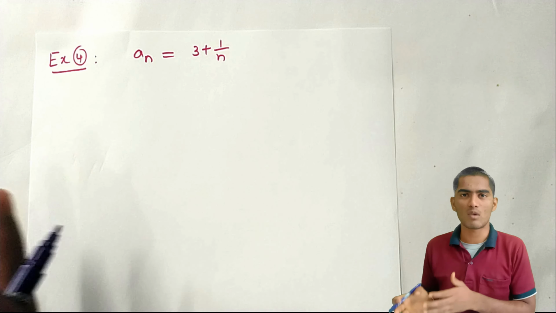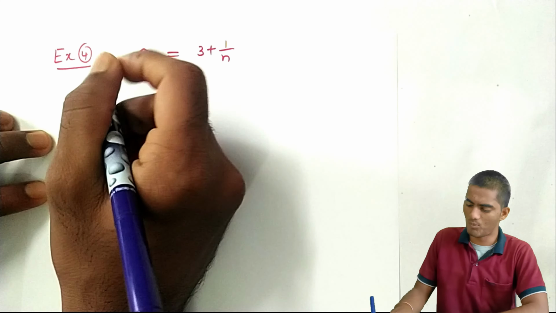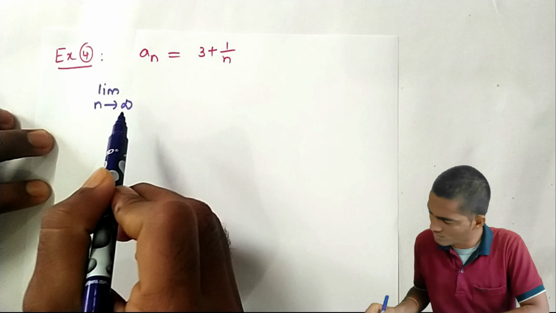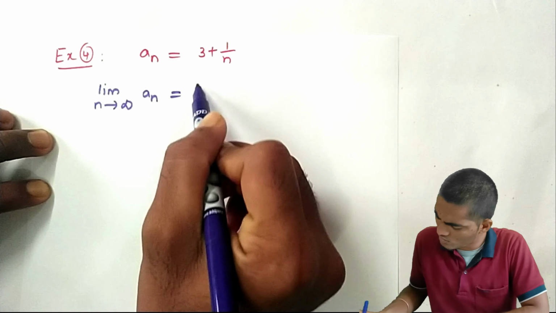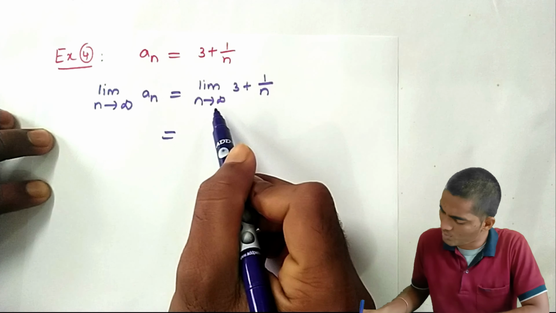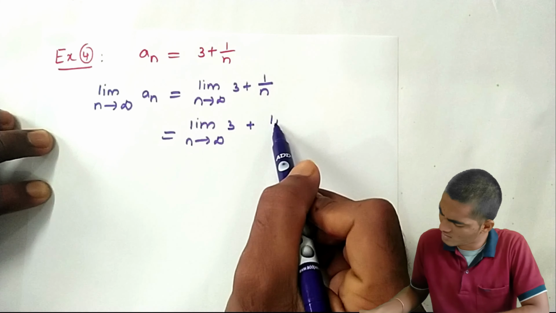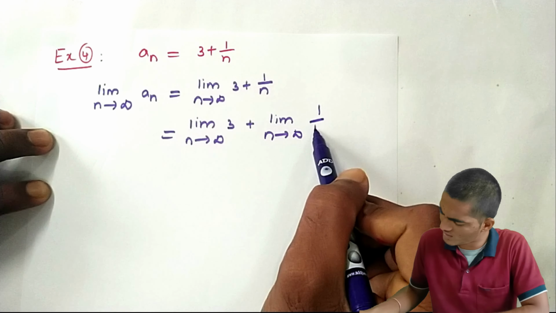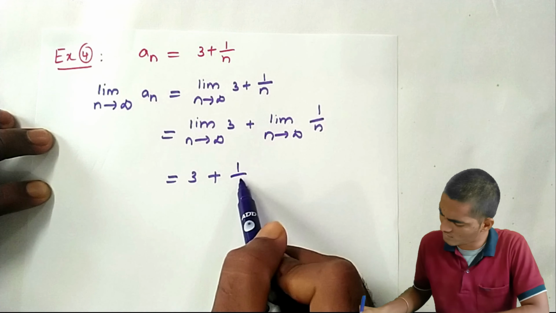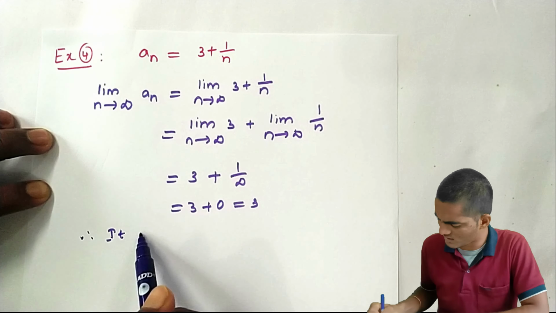Here we have the nth term of a sequence an equal to 3 + 1/n. Applying the limit to this nth term, the limit as n tends to infinity of an equals the limit of 3 + 1/n. Applying the limit to both terms 3 and 1/n, the limit of 3 equals 3 because this is a constant, plus the limit of 1/n, which is 1 by infinity, equals 0. So 3 + 0 equals 3. Therefore the given sequence is convergent.